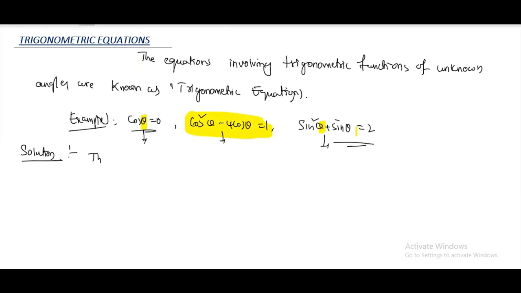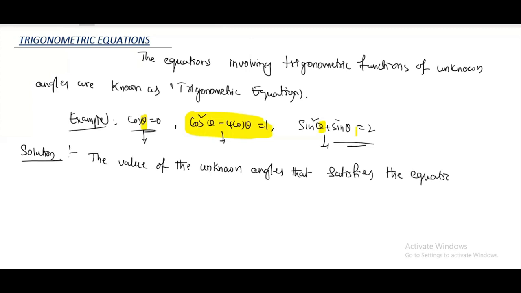So the definition is: the value of the unknown angles that satisfies the equation is called a solution of that particular trigonometric equation.